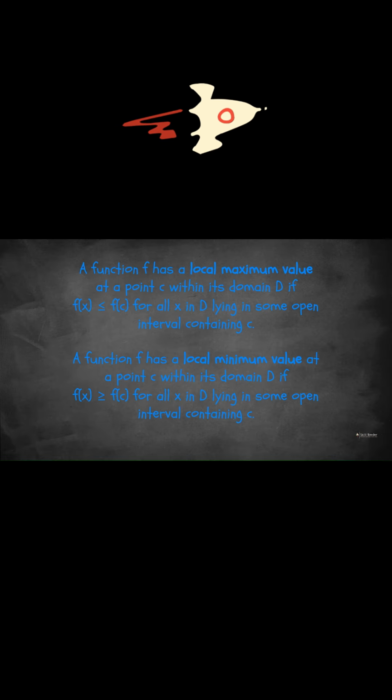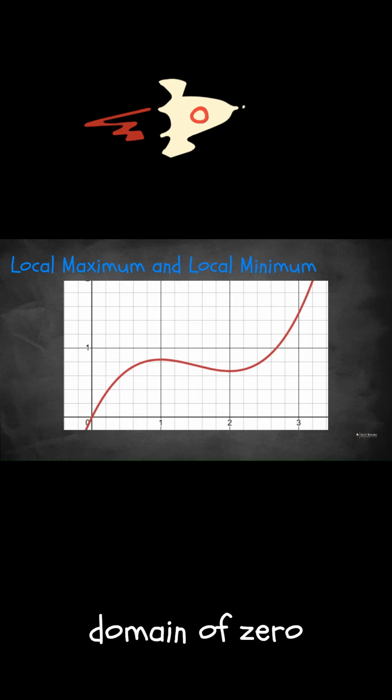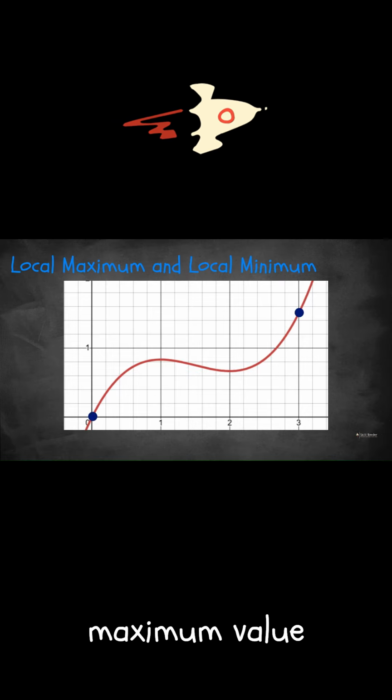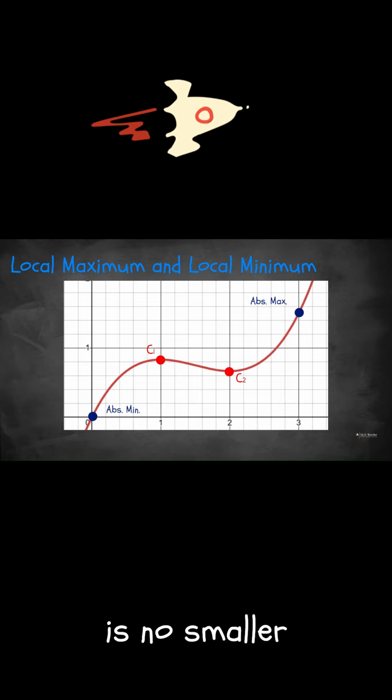Looking at this function on an inclusive domain of 0 to 3, the absolute maximum value is located at x equals 3, and the absolute minimum value is located at x equals 0. However, there exists a local maximum point c1 at x equals 1, where there is no greater value of f nearby. Also, there exists a local minimum point c2 at x equals 2, where there is no smaller value of f nearby.